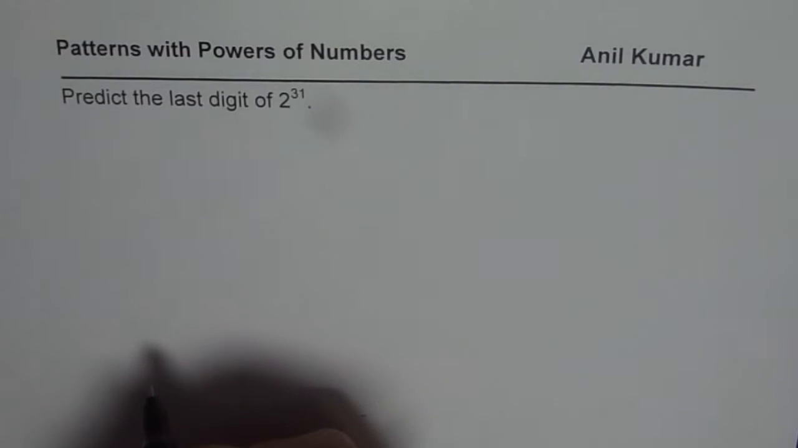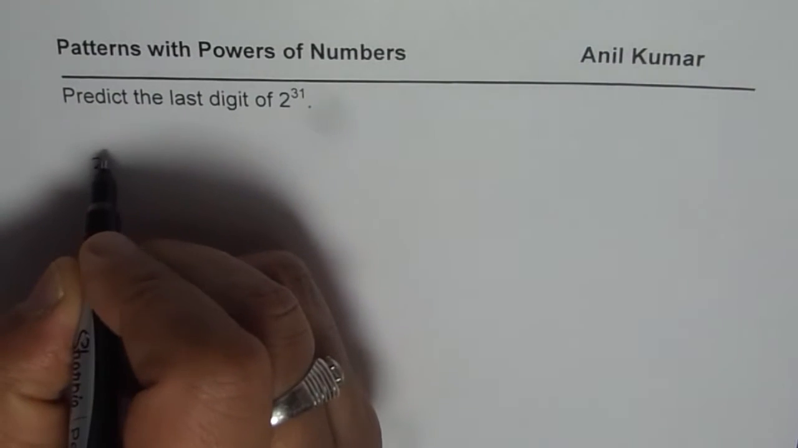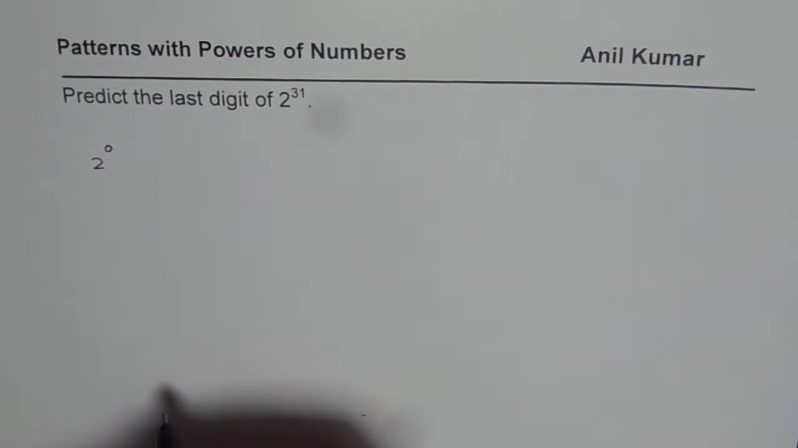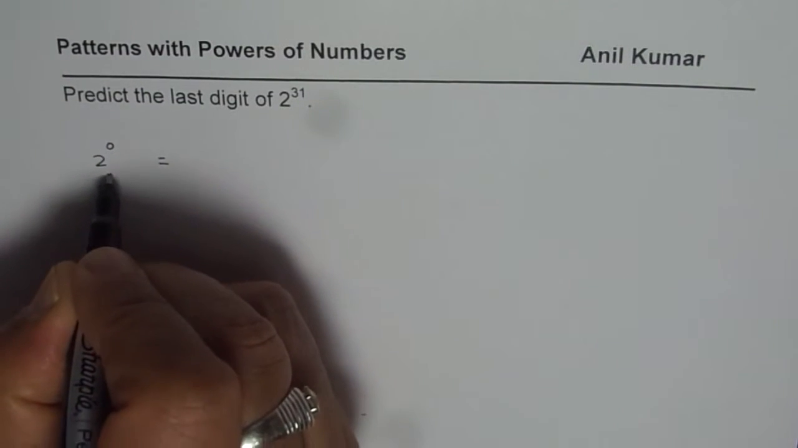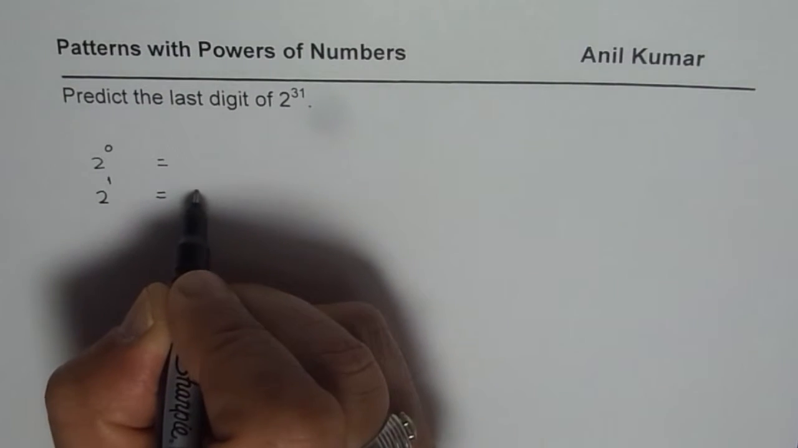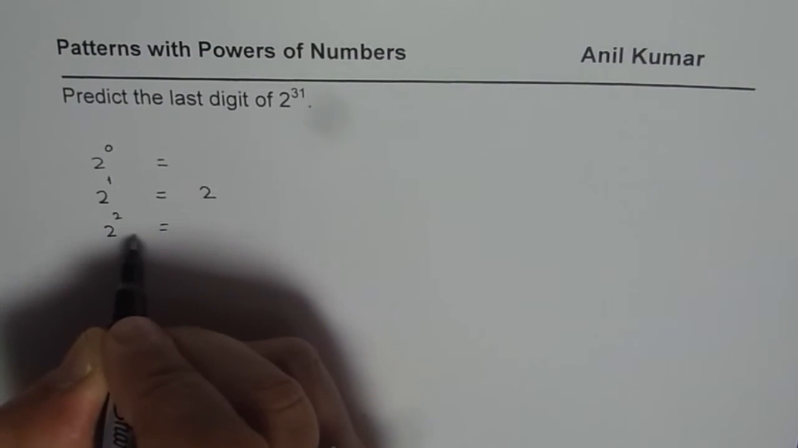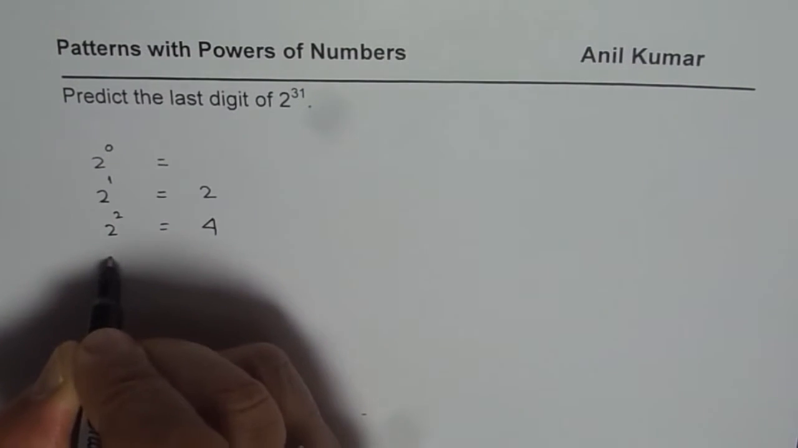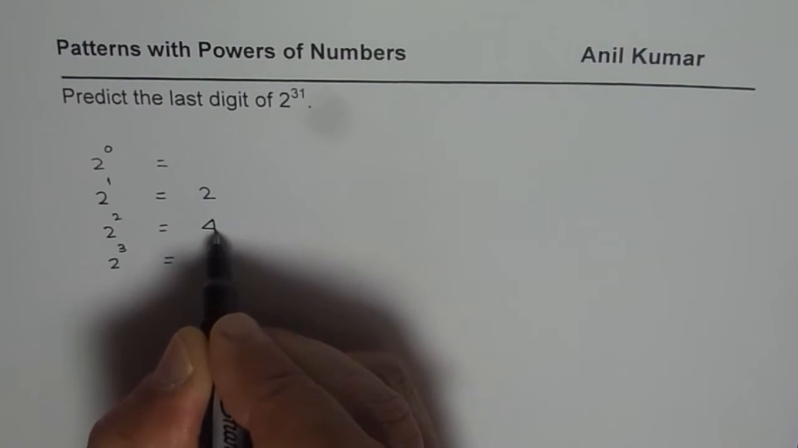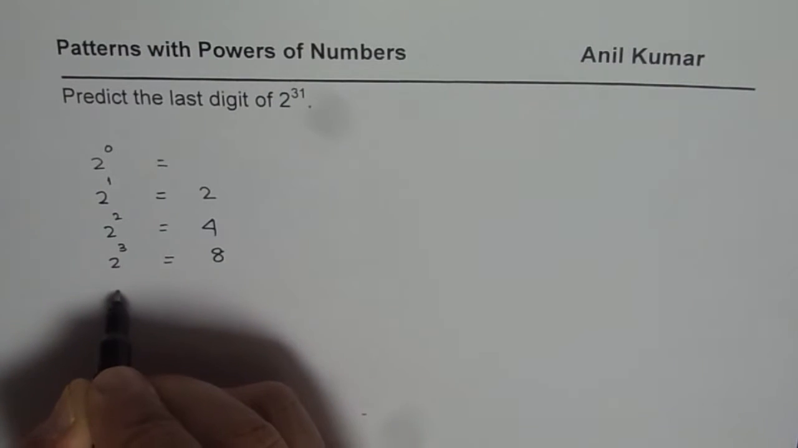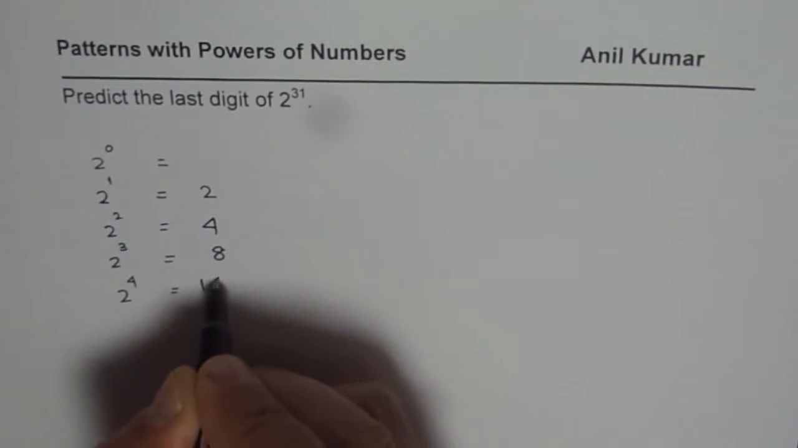Let us begin with 2 to the power of 0. Do you know what is 2 to the power of 0? Let me write it blank for the time being. And then let me continue with 2 to the power of 1. 2 to the power of 1 is 2, we all know, right? And 2 to the power of 2 is 2 times 2, which is 4. 2 to the power of 3 is 2 times 2 times 2, or you can multiply 4 times 2, we get 8. And then we have 2 to the power of 4, which is 8 times 2, 16.